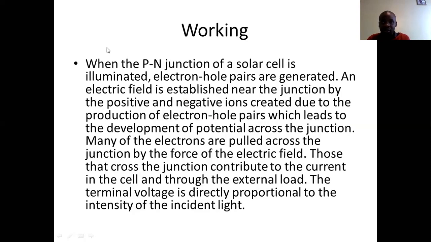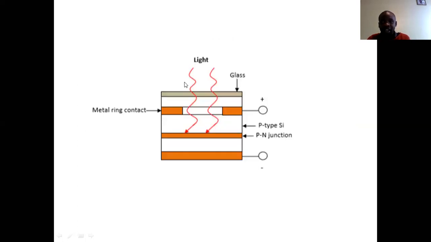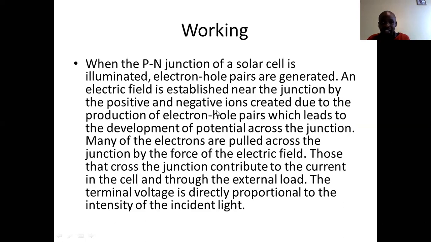Look at the working, just as you wind up on this. When the PN junction is illuminated, electron-hole pairs are generated. An electric field is established near the junction. So basically what happens here is an electric field is generated as the holes and the electrons are recombining. An electric field is created near the junction by the positive and negative ions. Remember, every time recombination takes place, we have some positive and negative ions which move, and they create an electric field, which leads to the development of a potential across the junction.